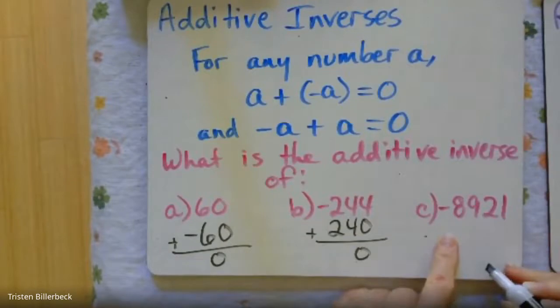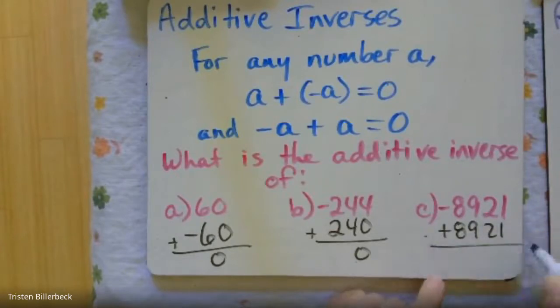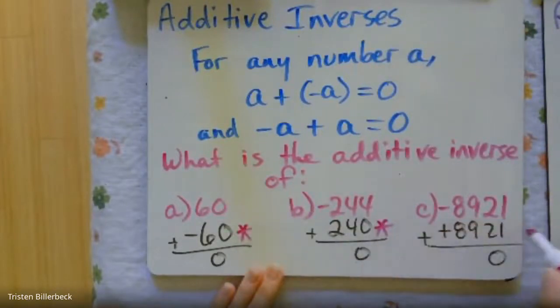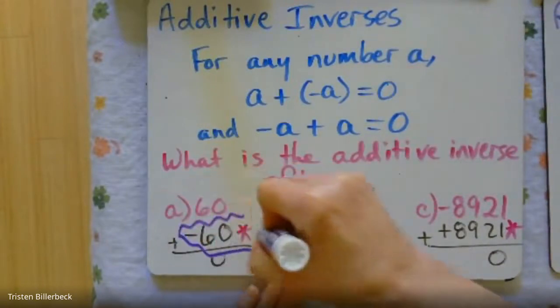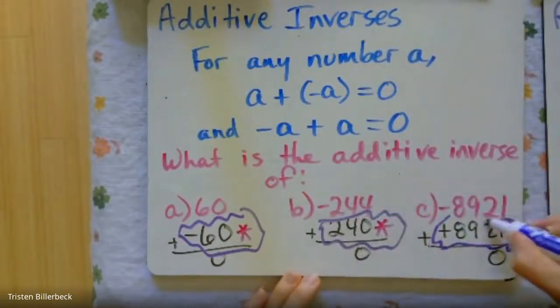And what do you think it's going to be here? It's just going to be positive 8921, because when we add that together, we get 0. These are called our additive inverses. That's our additive inverse right there. We're going to be using these a lot.